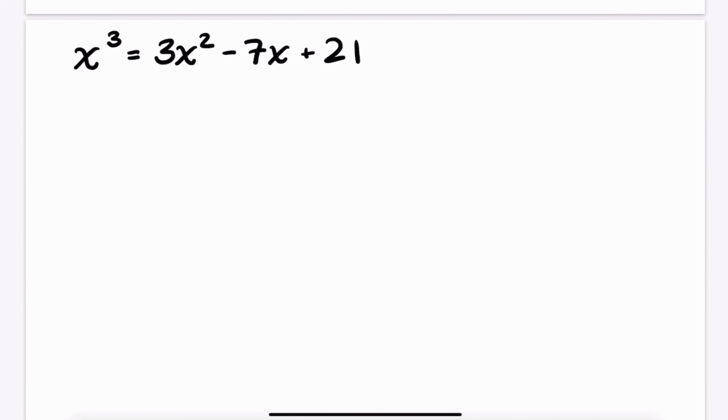So in this problem we have x cubed is equal to 3x squared minus 7x plus 21. And our task is to solve for the possible solutions of x which make this equation true, or our roots.